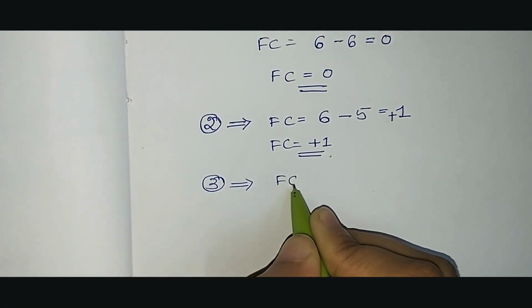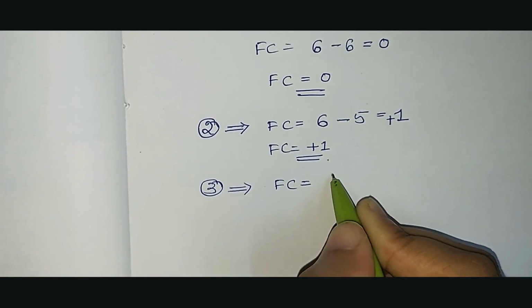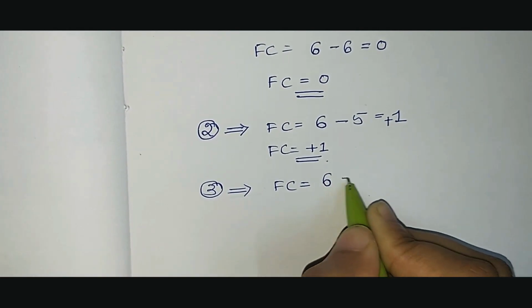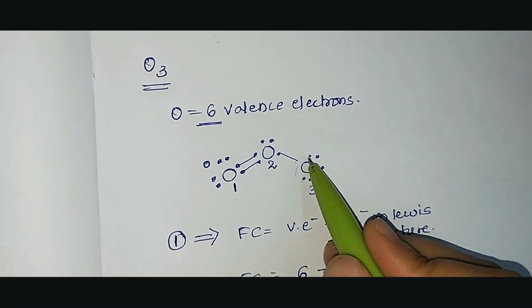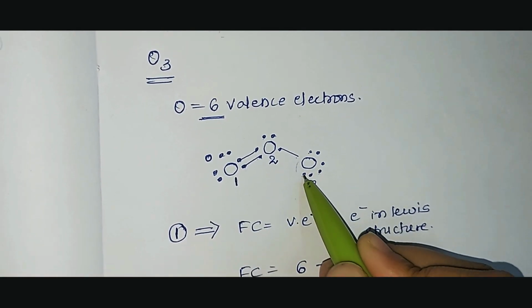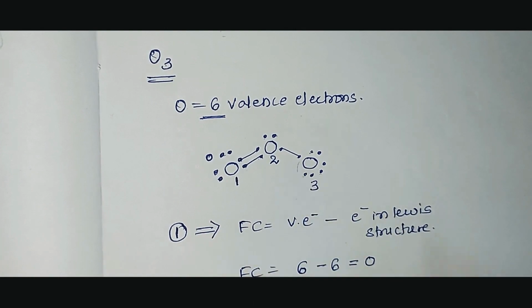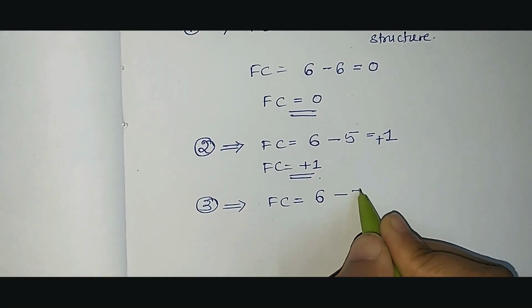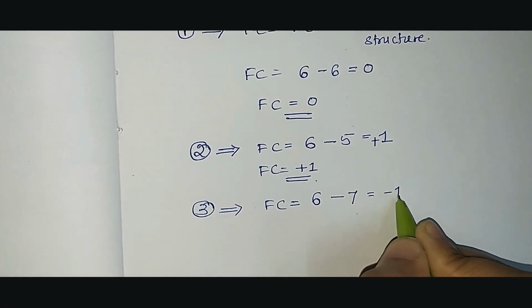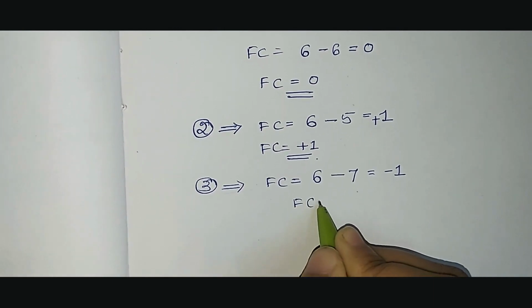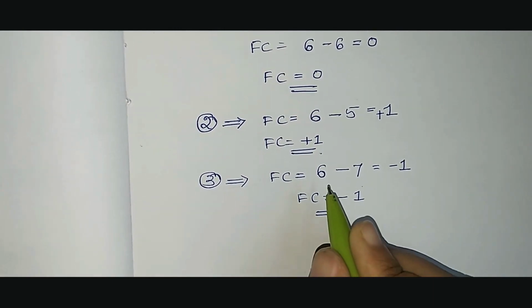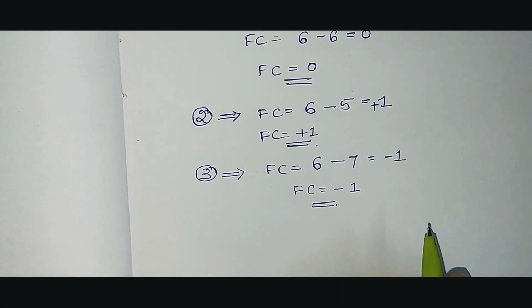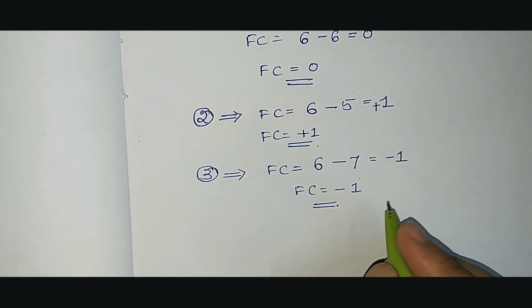Let us go with the third oxygen atom. Again we'll apply the same formula. Valence electron is 6 minus how many electrons are surrounding this oxygen atom? 1, 2, 3, 4, 5, 6 and 1 is 7. So 6 minus 7 is equal to minus 1. Therefore, the formal charge on the third oxygen atom is minus 1. So this is how you find the formal charge directly using this trick.